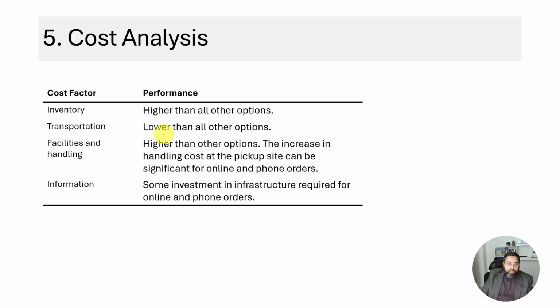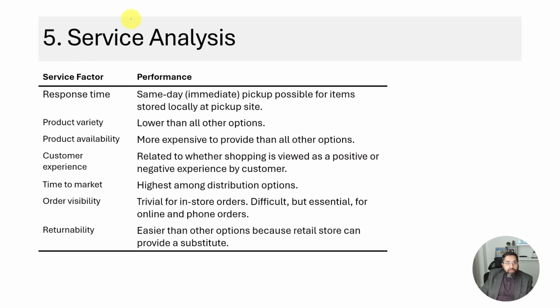Okay, so then these next 2 slides just say the same thing. Inventory costs are going to be very high. Transportation cost is where you save your money. Facility cost is going to be very high. Okay, in terms of customer service, very high response time. But it's going to be expensive to give a large variety of products because they need a bigger store, right?